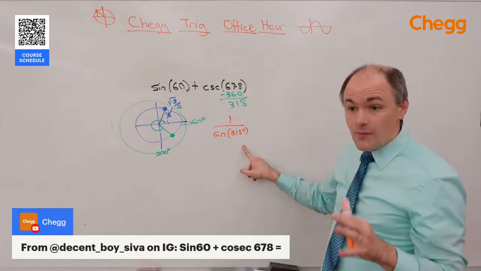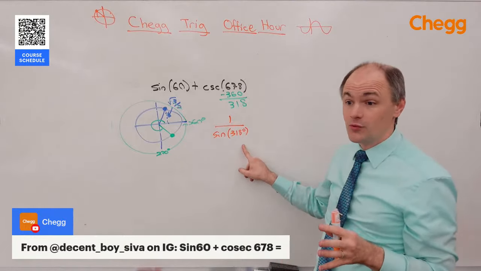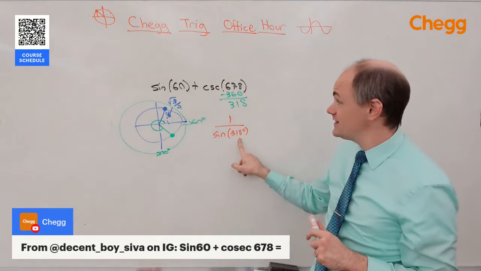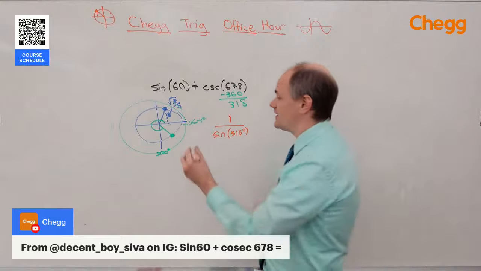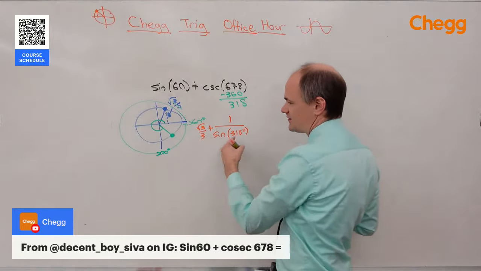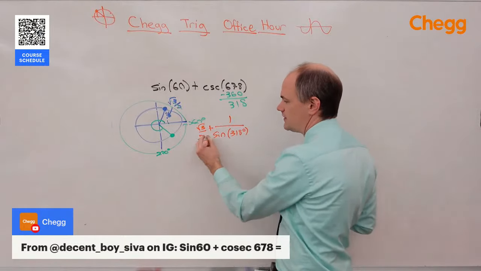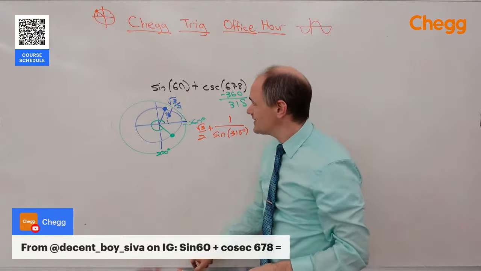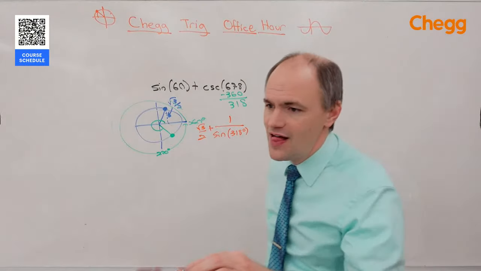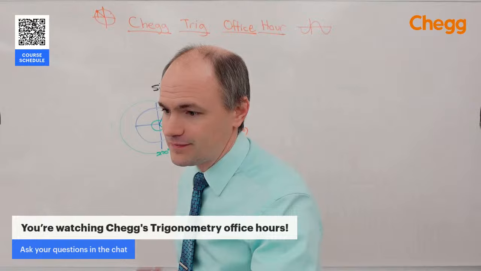So if I was on my calculator, is really the only way I could probably do this, is I'd have to put this in my calculator, 1 divided by the sine of 318, and then we could add it to the square root of 3 over 2, because that's what the sine of 60 is. But that's about all I can think of to do with that one, unless you're looking for some other property there that I'm missing.